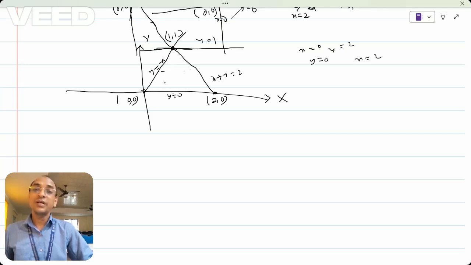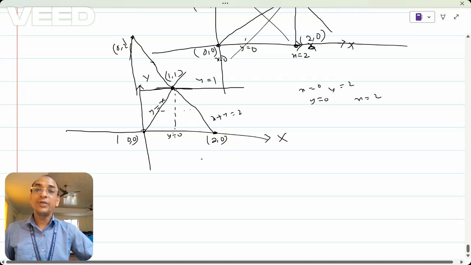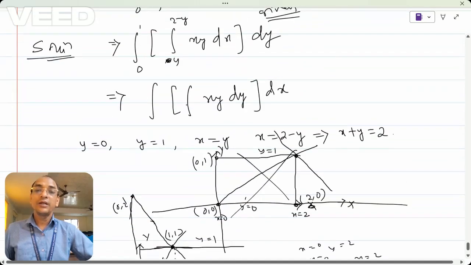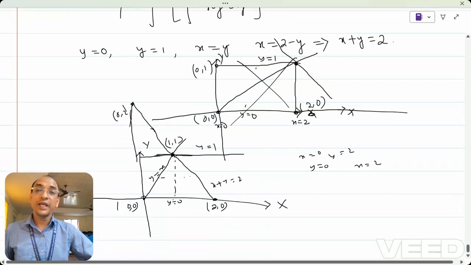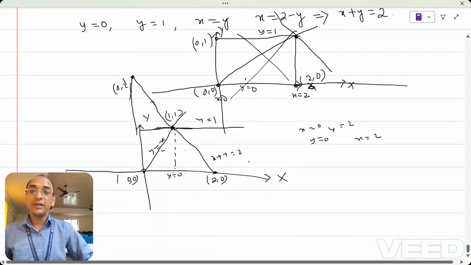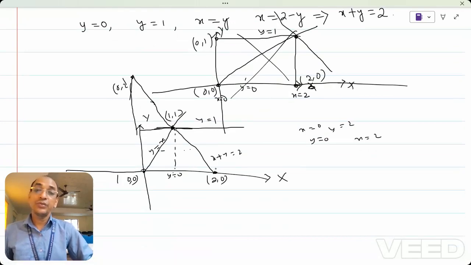Now we have to change the limit. That means what will we do? We will write x outside and y inside. Now suppose I find the x limit, so x is from 0 to 2. I can write that, there is no problem.